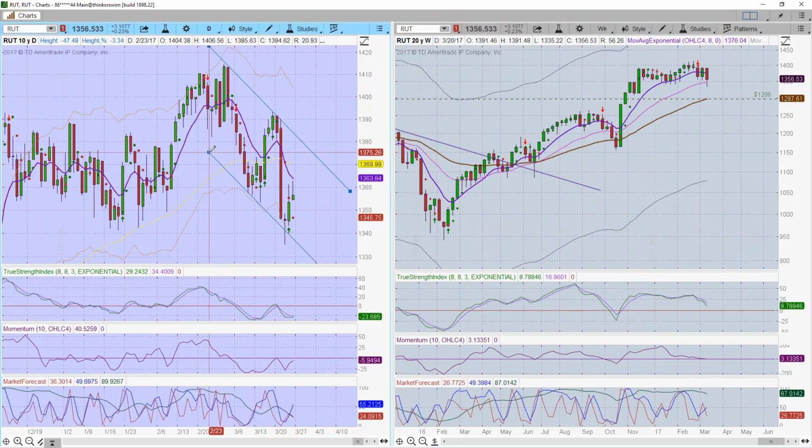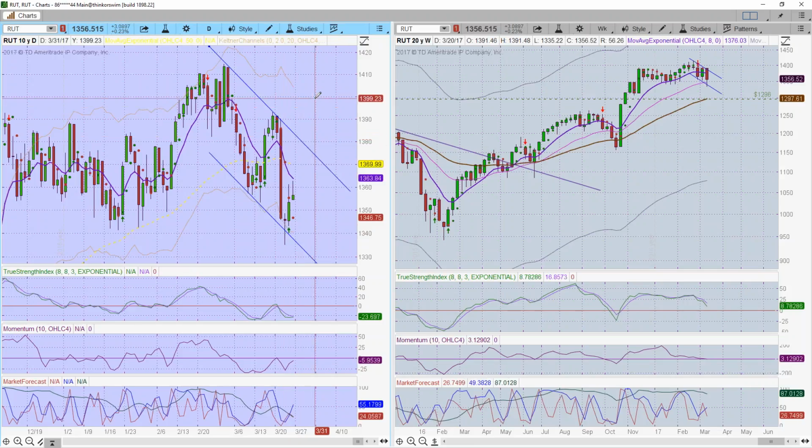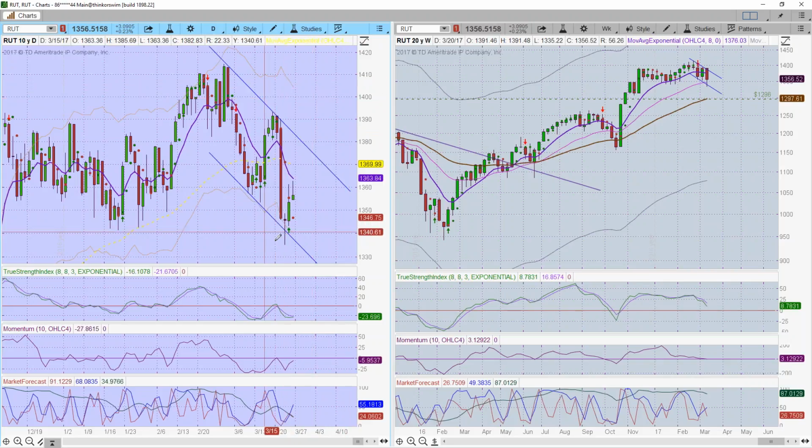Now when I draw my channel lines, you may notice that occasionally the tails on some of these candlesticks drop down below the channel. Drawing channels and trend lines is more an art than a science. You're going to get a little bit of where it drops down below and moves back up, but we're just looking to capture the majority of the move.